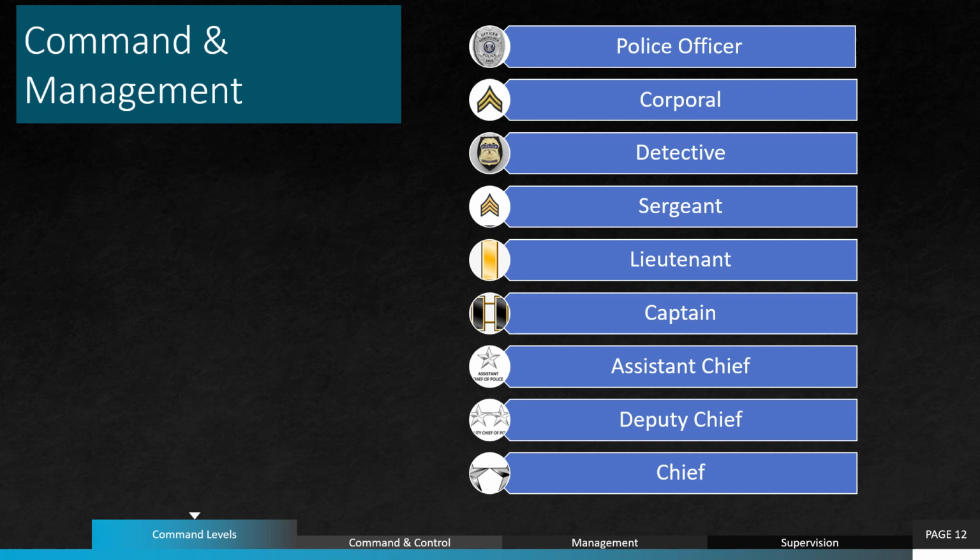Some departments will change the names. Instead of chief, you might have commanders. Instead of a captain, you might have a commander. You might have just different types, like majors, sergeant major, a lot of different names, but the rank structure generally would be the same throughout the country.